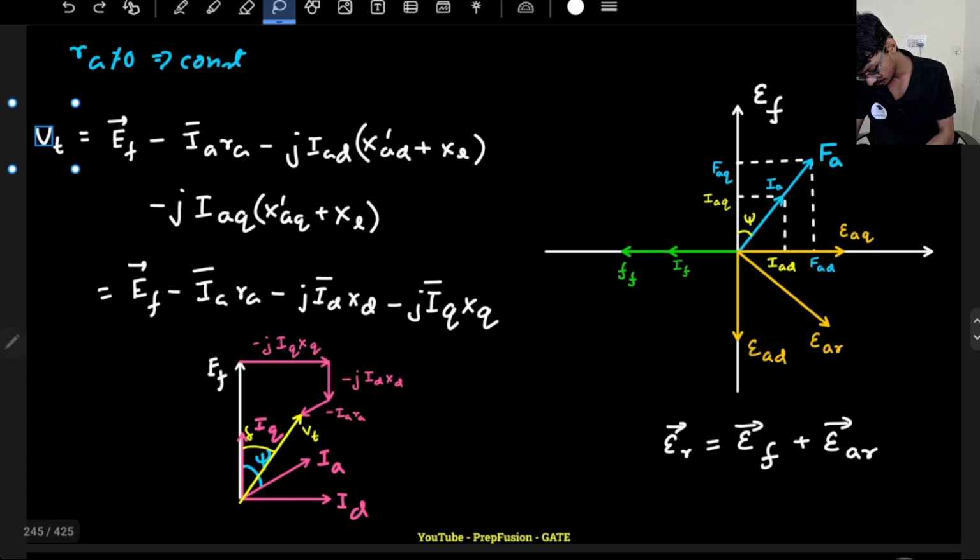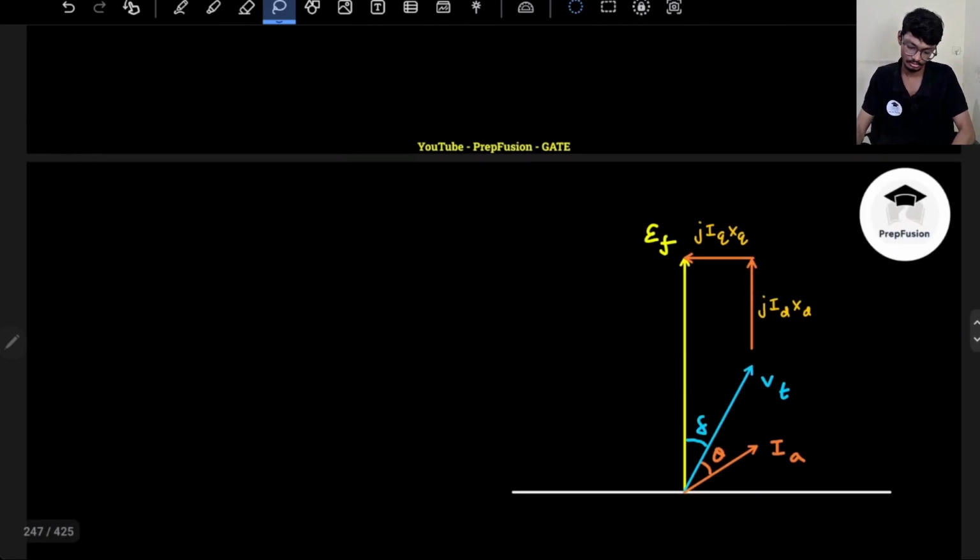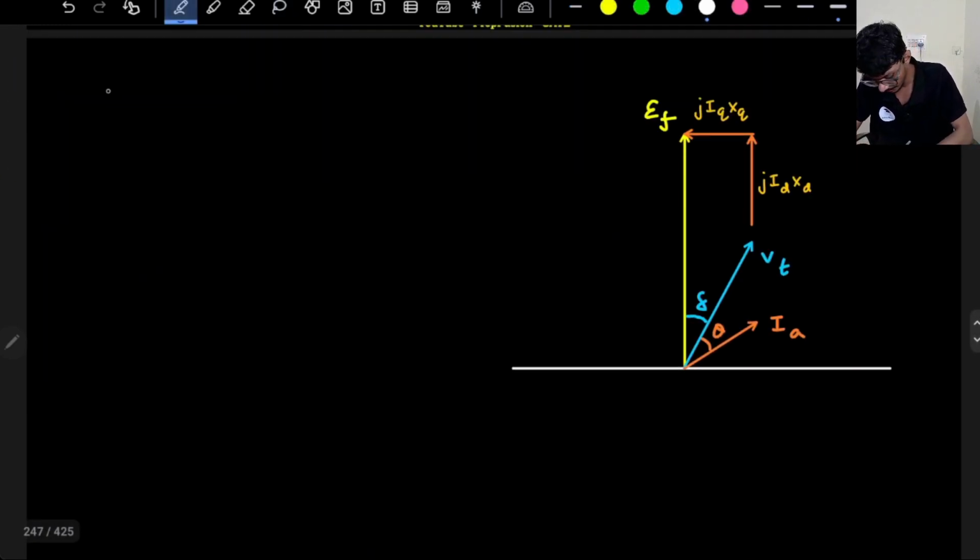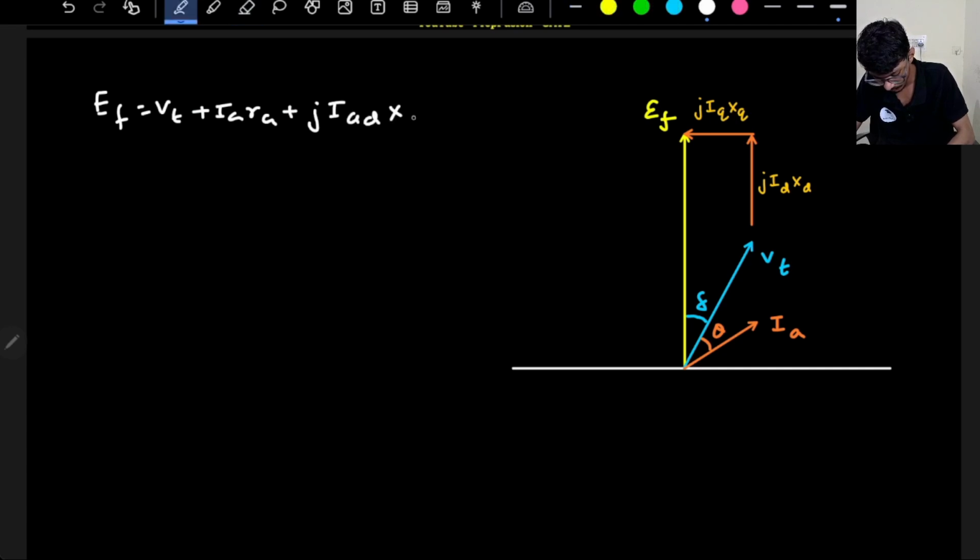So I can write that my EF will be what? It will just be opposite, VT plus IA RA plus j IAD XD plus IAQ XQ.